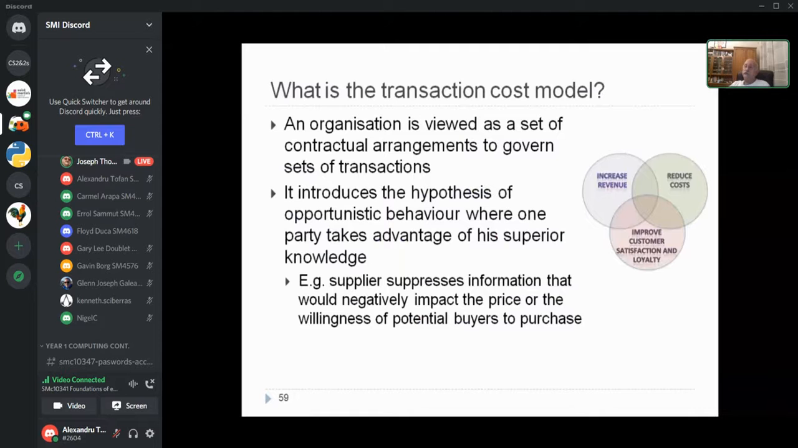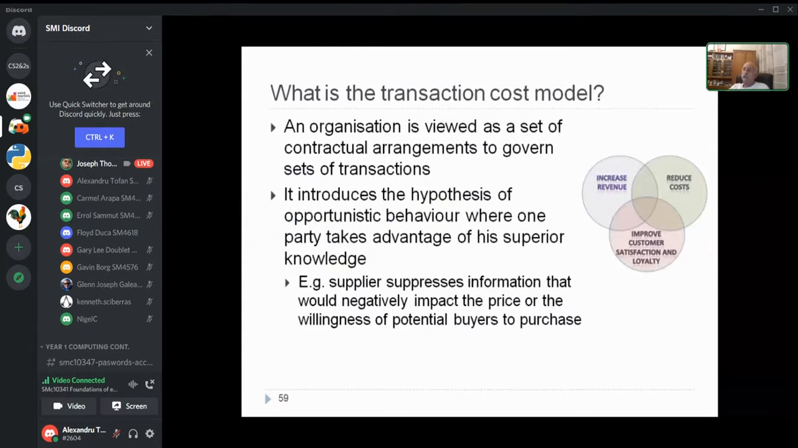When a production batch is created and finalized, that is another transaction. Paying our employees at the end of the month, those are transactions. So we can look at an organization as thousands of transactions, and transactions might need a contractual arrangement.